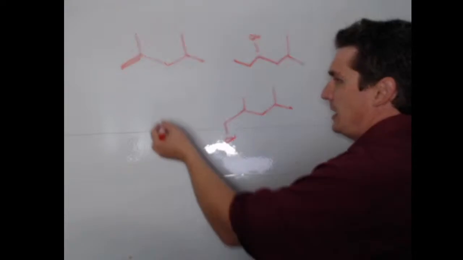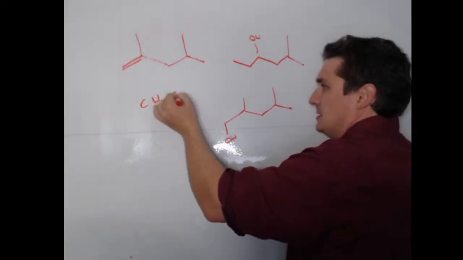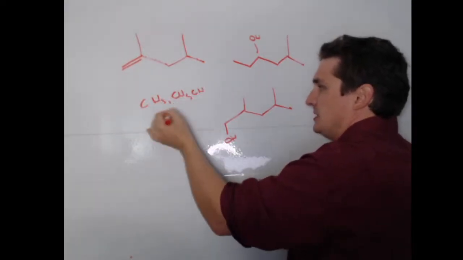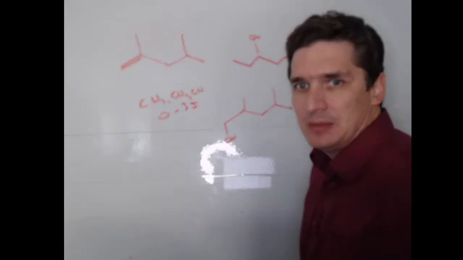And if you go to test tables, these will be supplied to you for the final exam. We look at carbon-13 shifts. Your alkane groups, CH3, CH2, CH, sit in the 0 to 35 ppm range.